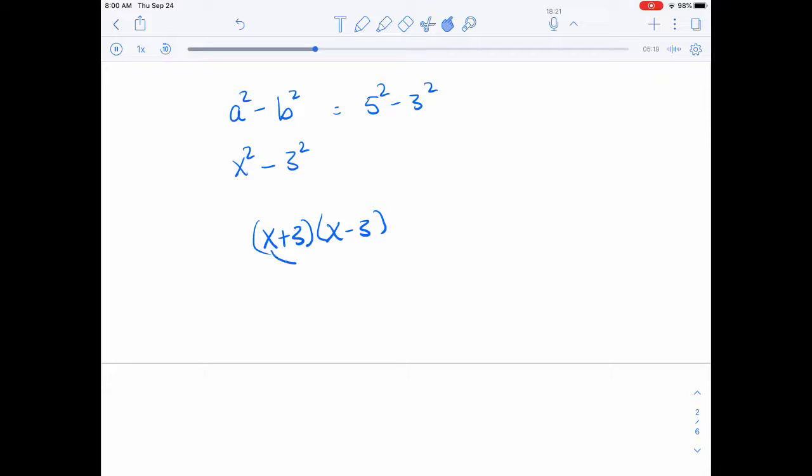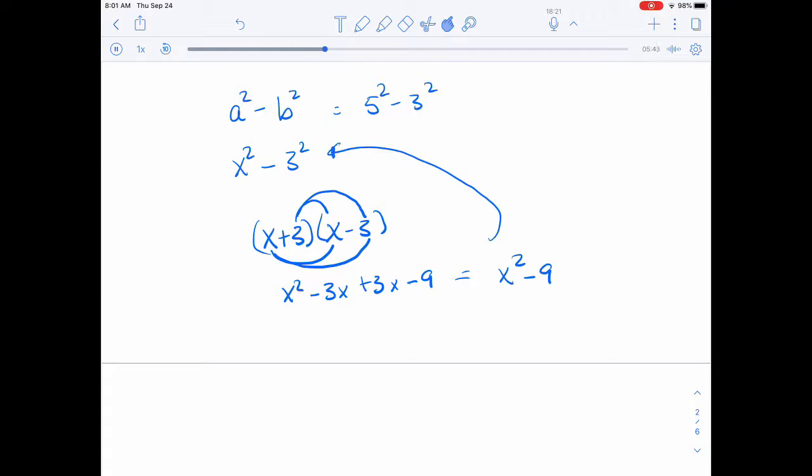Let's try this. x times x is x squared. x times a negative 3 is a negative 3x. x times 3 is 3x. And 3 times a negative 3 is a negative 9. Combining our middle terms, we get x squared minus 9, which is equivalent to the difference of squares.